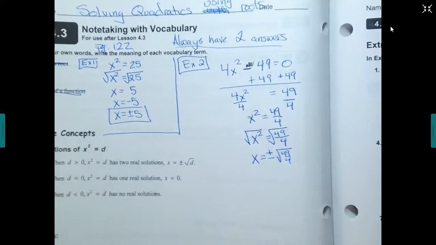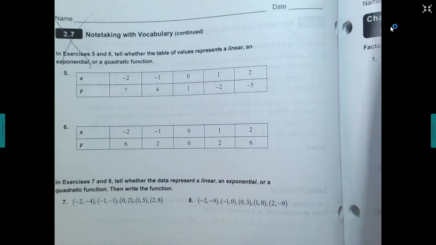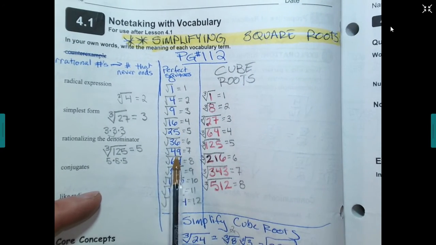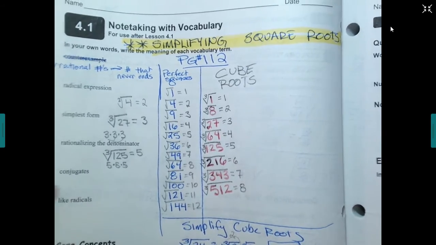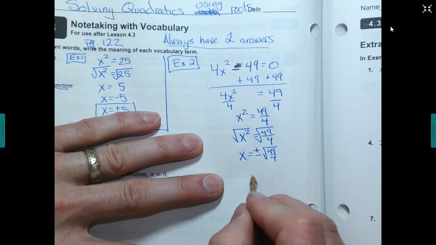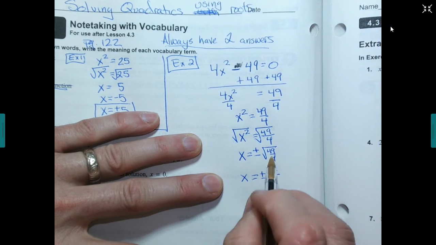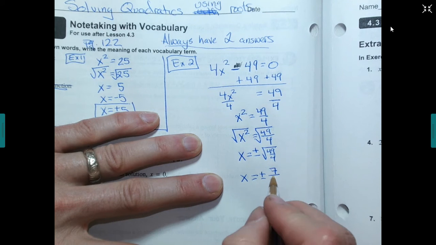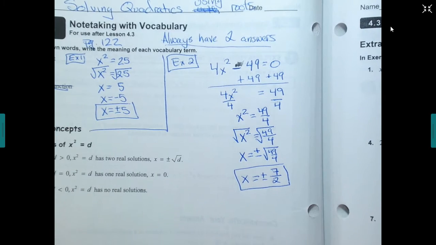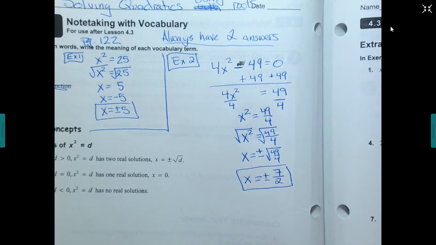Now, I go back a couple pages and look at my magic numbers, and I see that 49 is one of my magic numbers. Sweet. So the square root of 49 is actually 7. And I also notice that the square root of 4 is 2. So that's my answer. x equals plus or minus 7 over 2. Remember, two answers.